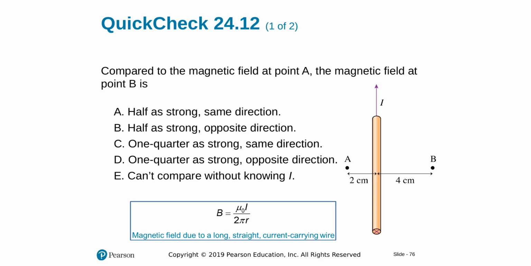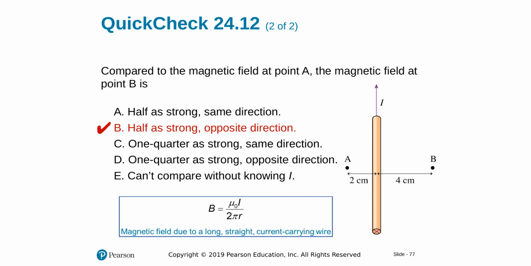Alright, compared to the magnetic field at point A, the magnetic field at point B is, this is my equation. Current is the same, so I'm looking at the distance. Magnetic field is inversely proportional to distance, so twice the distance, half the magnetic field. If I call the magnetic field at point A, B, at point B it will be B over 2. If everything else is the same, only distance matters. So compared to the magnetic field at point A, the field at point B is half as strong.